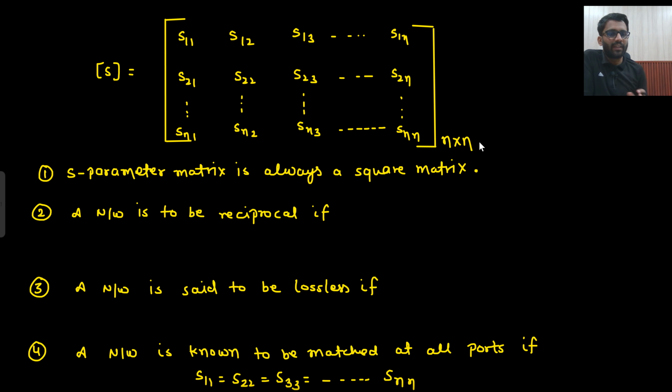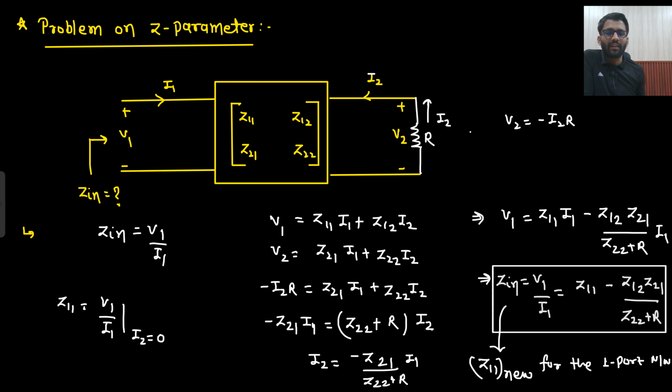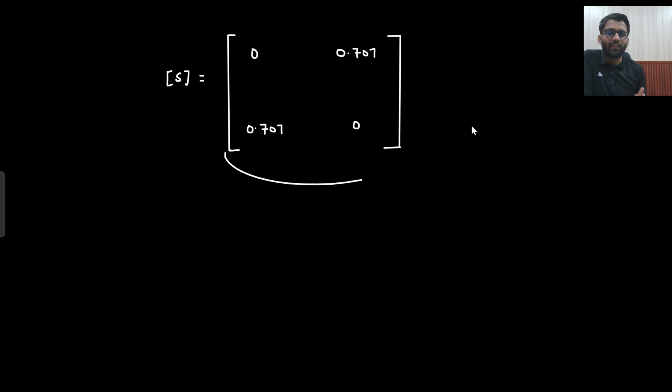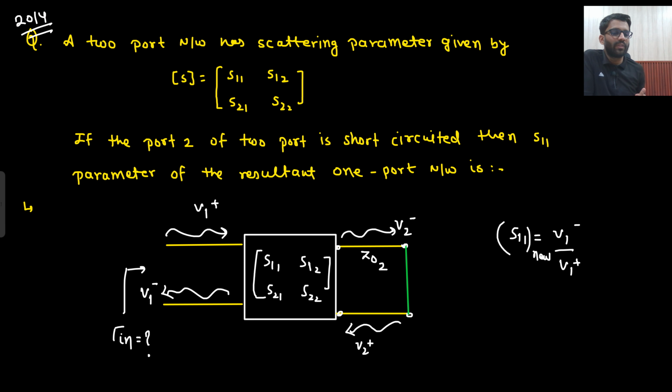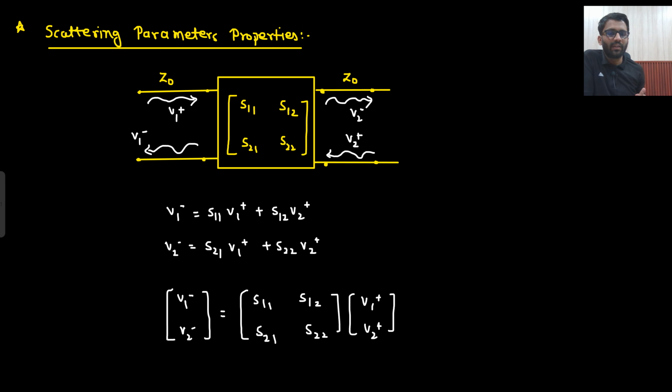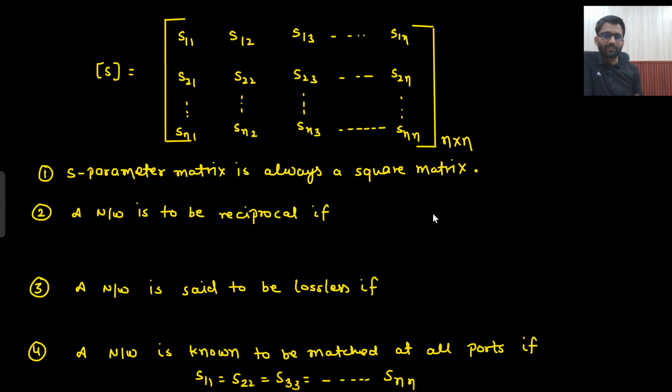What I am saying is that the scattering parameter matrix need not necessarily be like this only. Here we were getting a 2 cross 2 matrix, but it is not necessary that you will get a 2 cross 2 matrix only. You can get 3 cross 3 as well, 4 cross 4 as well. It depends on the number of ports. But always it will be a square matrix.